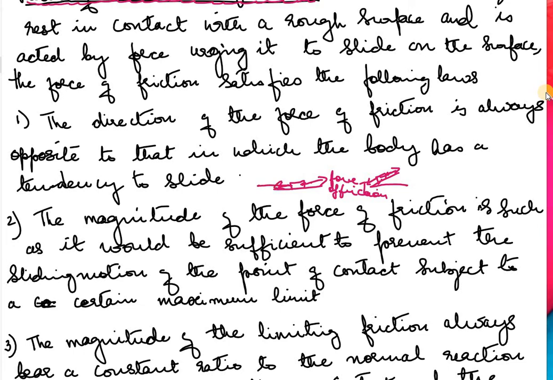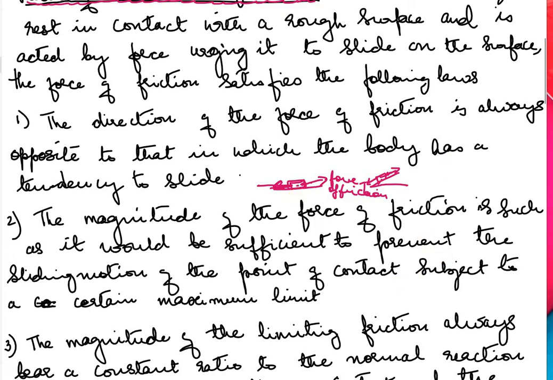And the magnitude of the force of friction is such that it is sufficient to prevent the body from sliding. So the force of friction acting on this body, which is in contact with the rough surface, is just sufficient to prevent it from sliding, and it is subject to certain maximum limits. If a force applied on this rough body moves it in this direction, the force of friction acting here will be sufficient to prevent the body from sliding.